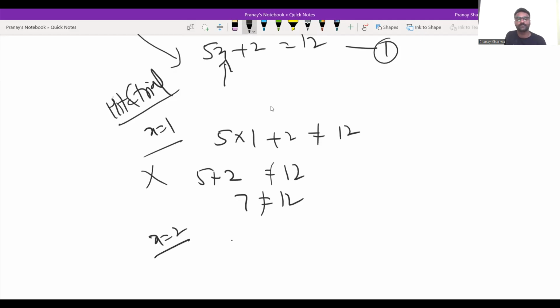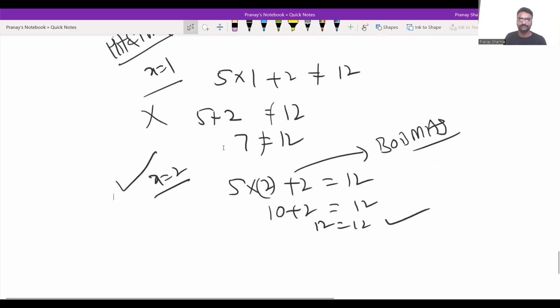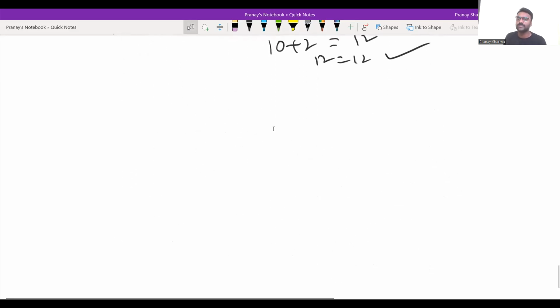Take x as 2. 5 into 2 plus 2 in equation 1. Then this will be 10 plus 2 equals 12. This can be solved with BODMAS, fine. Multiplication is to be followed first. So 12 equals 12, bingo. That means x equals 2 is accepted. So this is what we call solution.